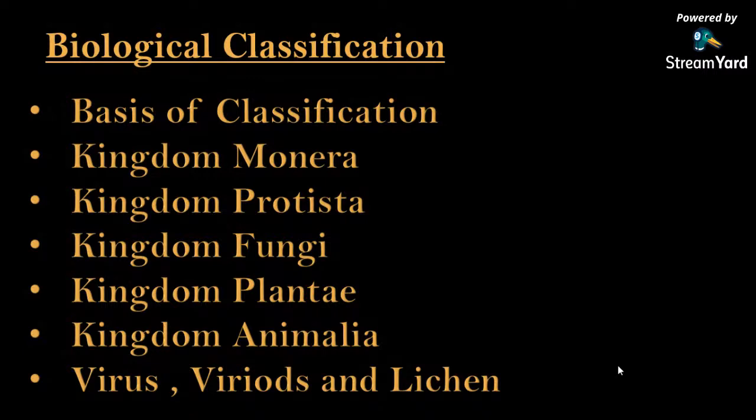Okay. So, biological classification. In this chapter, you will be having these 7 subtopics. The very first subtopic is basics of classification. Second one, kingdom Monera. Third one, kingdom Protista. Fourth one, kingdom Fungi. Fifth one, kingdom Plantae. Sixth one, kingdom Animalia. And seventh one, virus, viroids, and lichen. So these are the 7 different subtopics that you have in this chapter, biological classification.